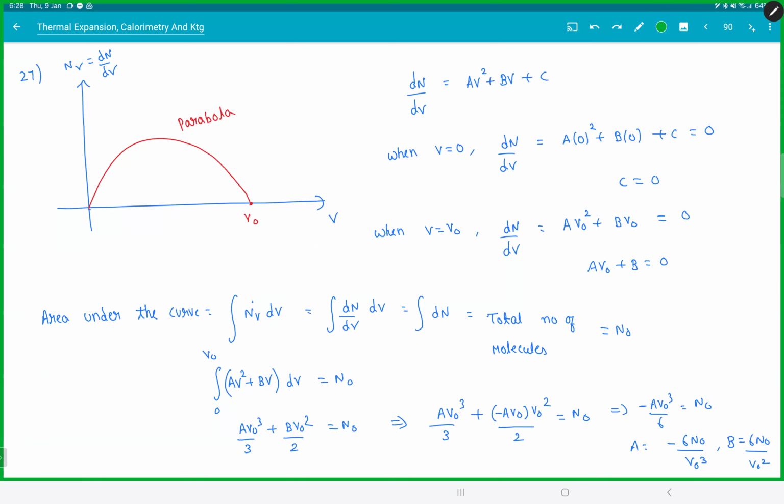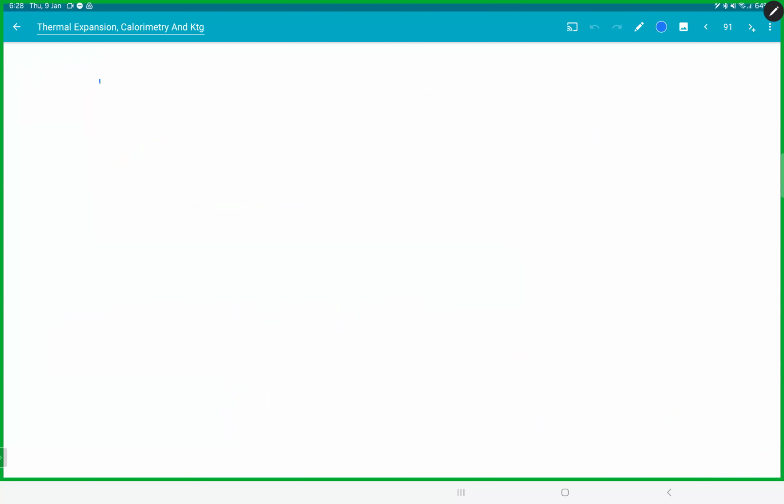Is this clear, everyone? So the equation is this. So we proved dn by dv is equal to minus 6n naught by v naught cube into v square plus 6n naught by v naught square into v. You can just take out that 6n naught by v naught square common. You end up with minus v square by v naught plus v. There, that's your velocity distribution as a function of v.